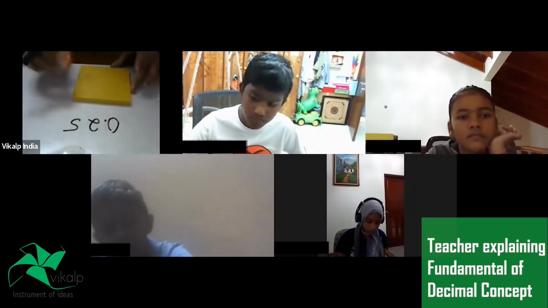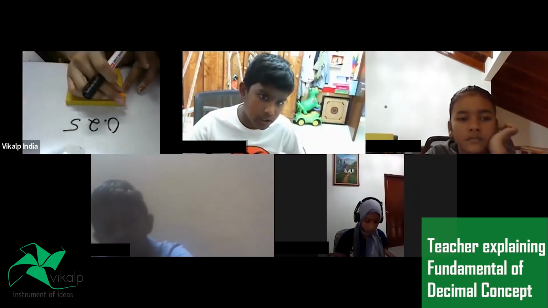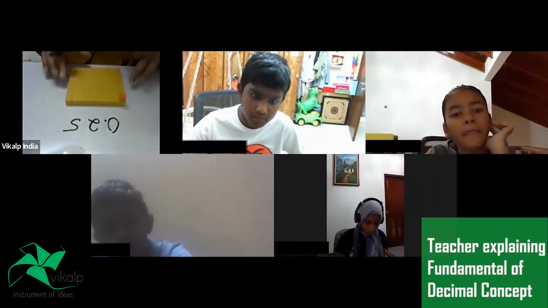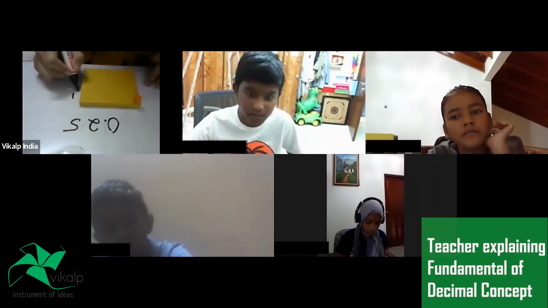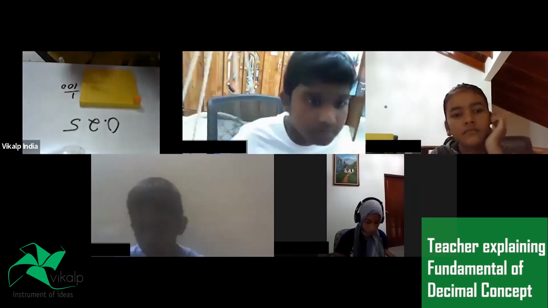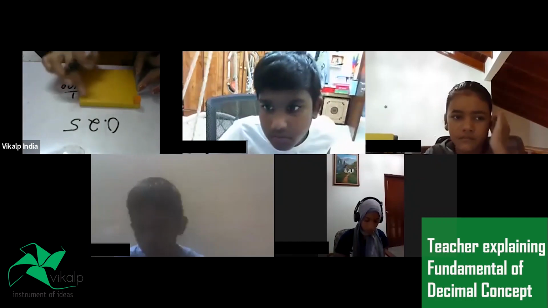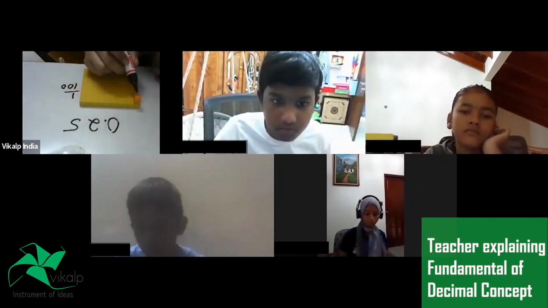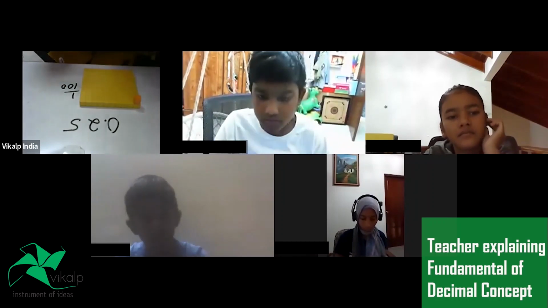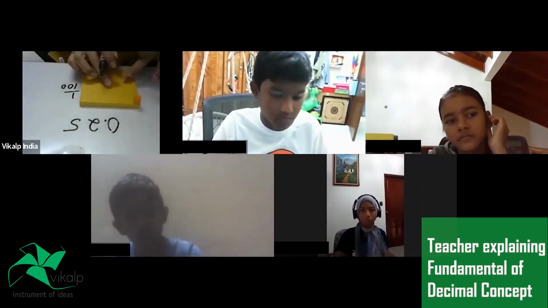If I keep the 100 on this, then what is the fraction of this number? 1 by 100. Yes, 1 by 100, because this represents 100. And I told you that to make it one whole, how many small cubes do I need? 100. Yes, I need 100 small cubes to make it one whole, right?